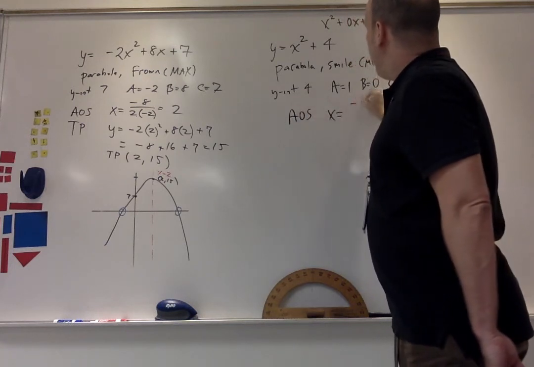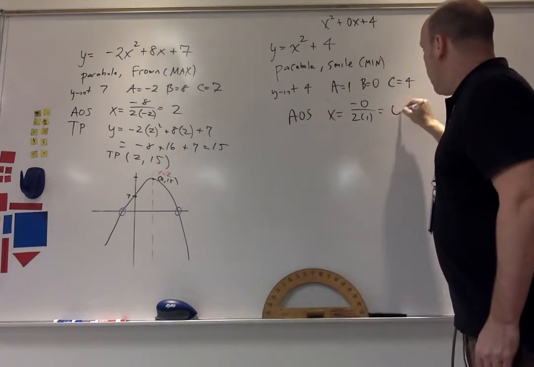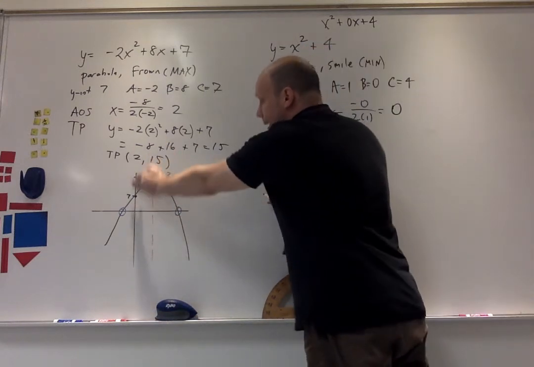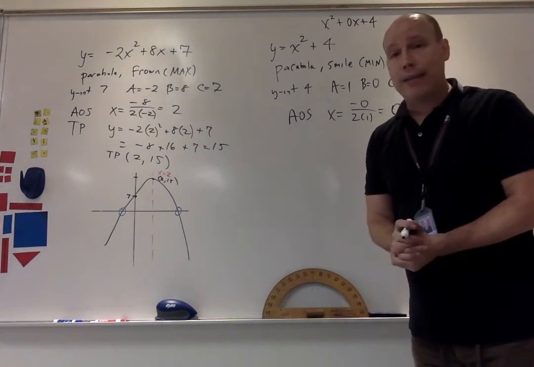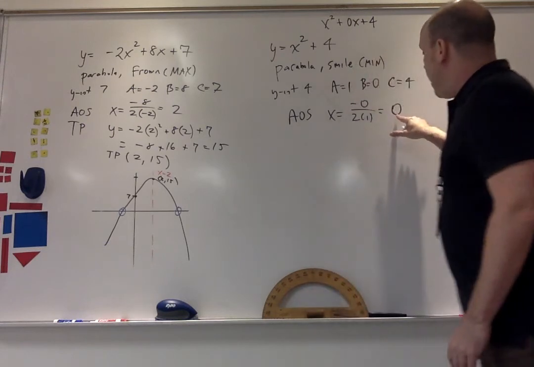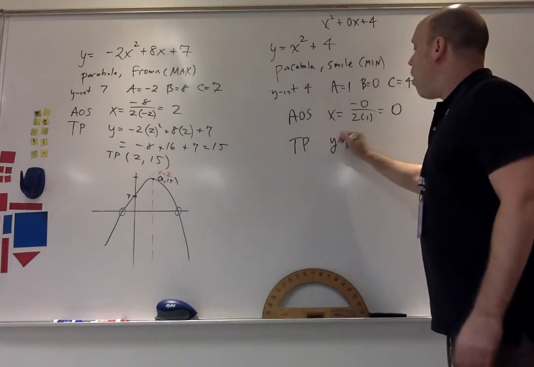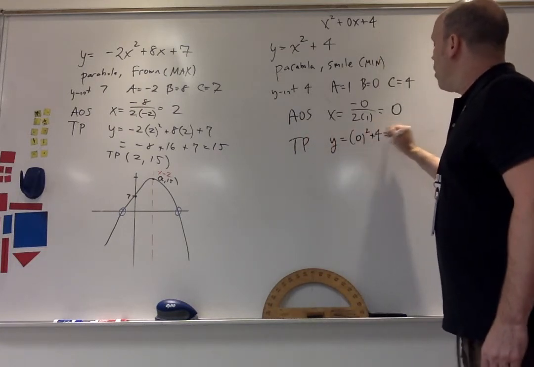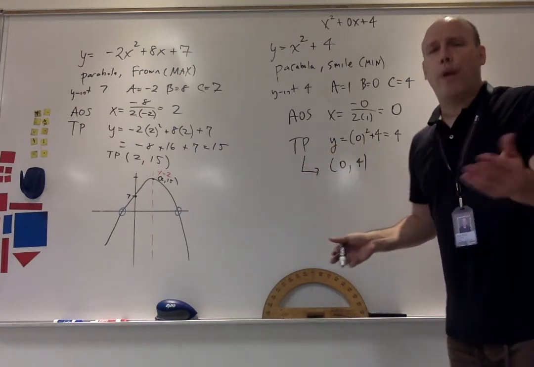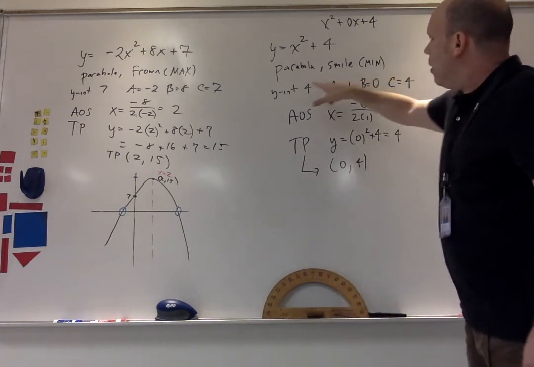It's equal to negative b over 2 times 1. Well, negative 0 is still 0. X equals 0. So once again, if you think about it, the earlier line was x equals 2; x equals 0 is going to be along the y-axis. If the axis of symmetry is 0, what is the turning point? Y equals 0 squared plus 4, so y is 4, and therefore the turning point is 0, 4. In this case, it is a coincidence that the turning point is the y-intercept.